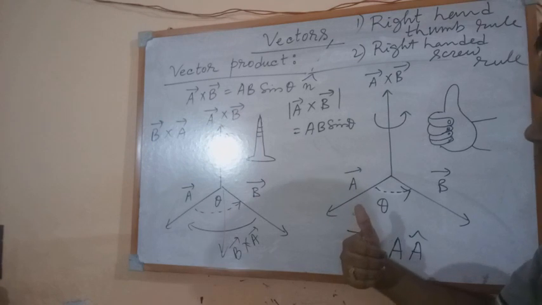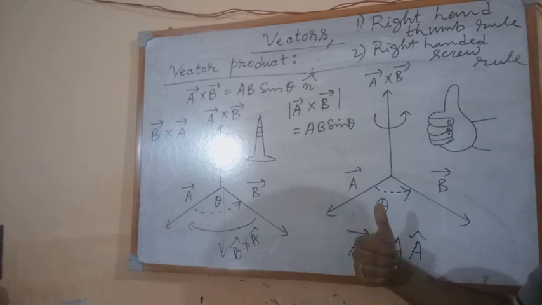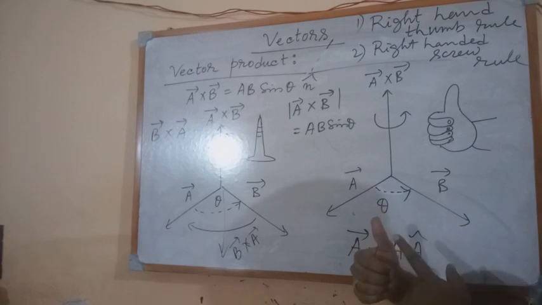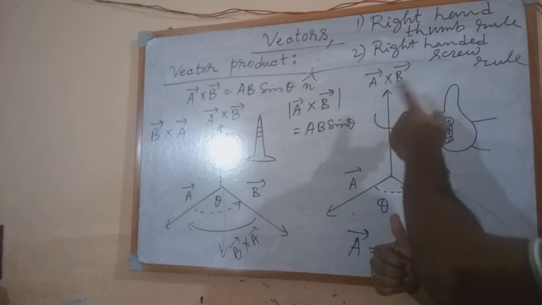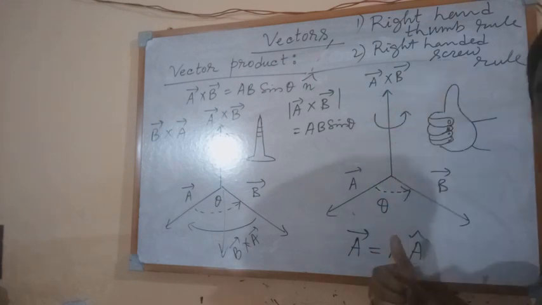Then the direction of the thumb indicates the direction of A cross B. The thumb is directed along the upward direction, so the direction of A cross B is along the upward direction.